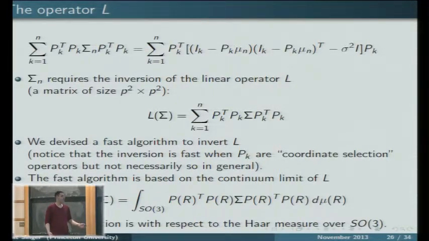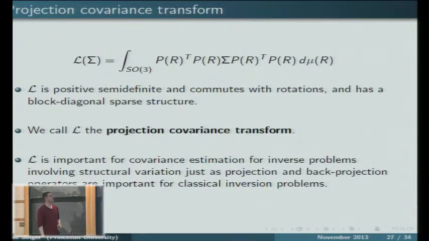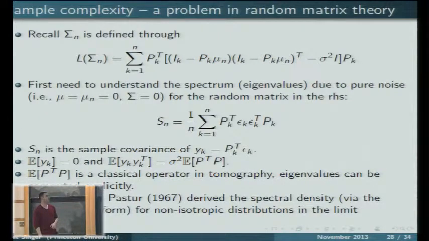So I submit that this is the true operator that is of interest to look at. That's the mathematical object that we should investigate. Okay, and so some basic properties. For example, it's a positive semi-definite operator over this space of covariance matrices. It commutes, of course, with rotations because we do integration over the entire SO3. And in this new basis, it has some interesting block diagonal sparse structure that allows us to do the fast inversion. So we also call it the projection covariance transform. And it's important to understand this operator, just like it is important to understand projection back projection in classical tomography.